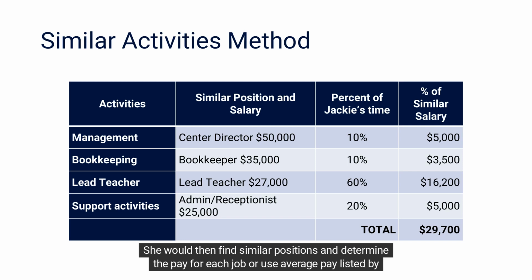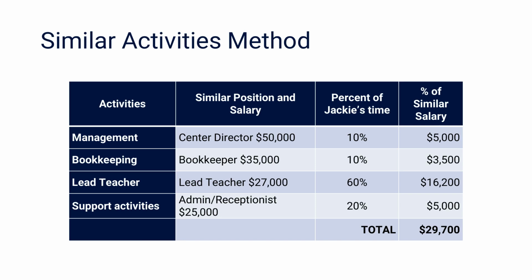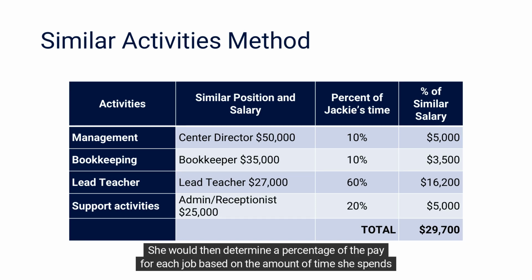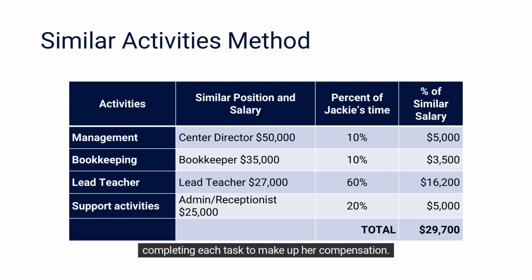She would then find similar positions and determine the pay for each job, or use average pay listed by the Bureau of Labor Statistics. She would then determine a percentage of the pay for each job based on the amount of time she spends completing each task to make up her compensation. For Jackie, the results may look like the example shown here. In this case, Jackie would use $29,700 as her reasonable compensation.